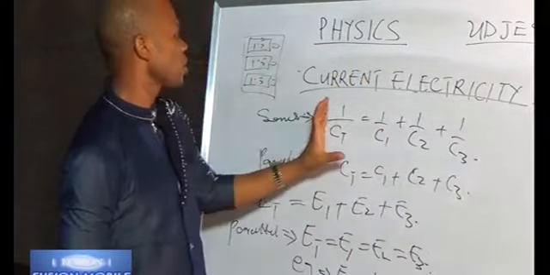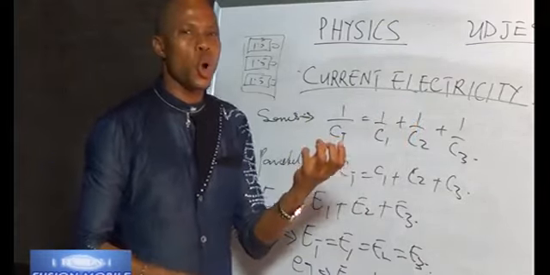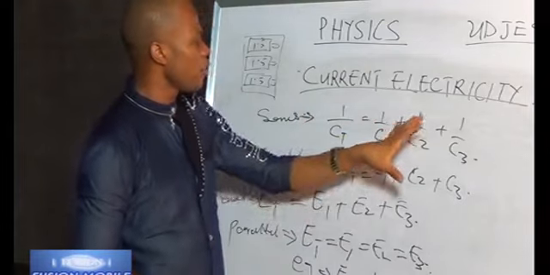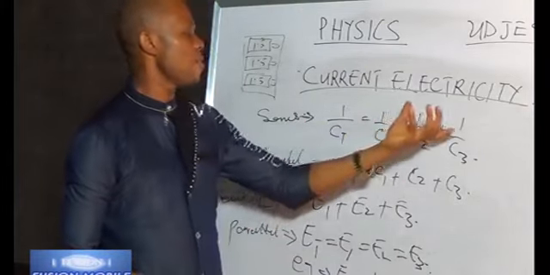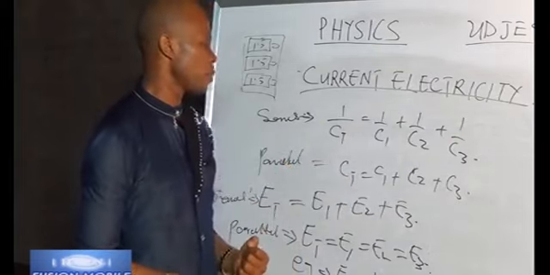From there we'll come down to capacitors, which is an electric component that has the ability to store energy. And we've shown you the arrangement. For series it is the inverse of the summation, and for parallel it is the summation of all the capacitors.